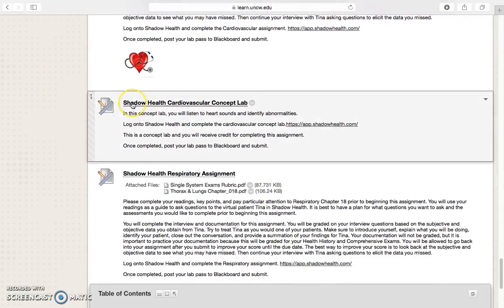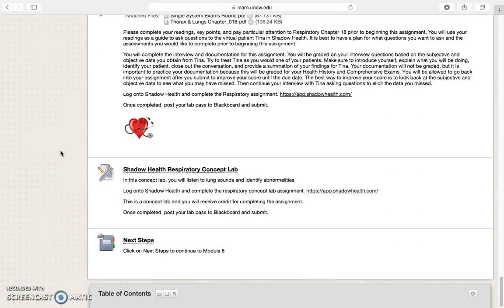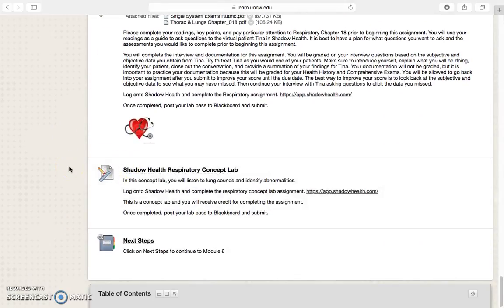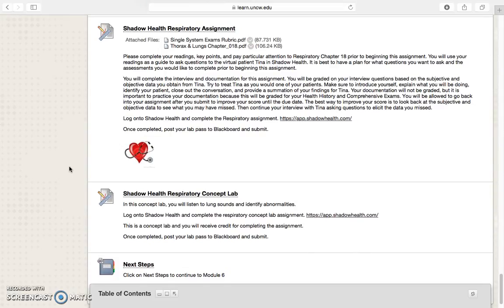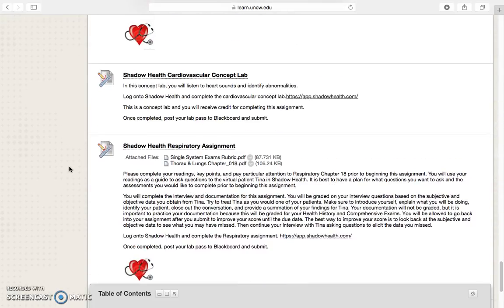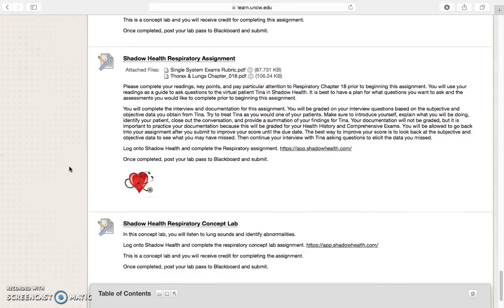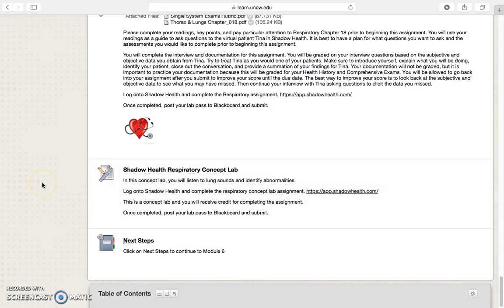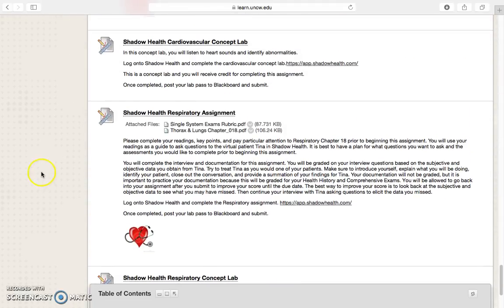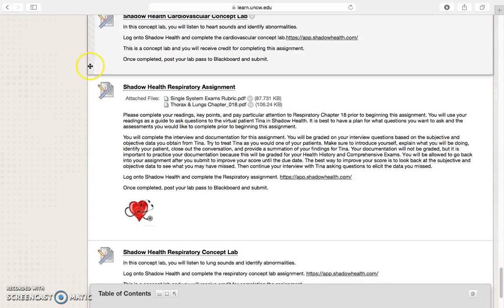This week we also have Shadow Health cardiovascular and respiratory concept labs. Now these labs, just like your conversation concept lab and your orientation, will not be used for a grade, but they are a pass-fail assessment. We basically want you to enter them and listen to the heart sounds and the lung sounds that are offered in these labs. Again, the concept labs, both respiratory and cardiovascular, are not for a grade, but we would like for you to complete them in order to advance your learning.